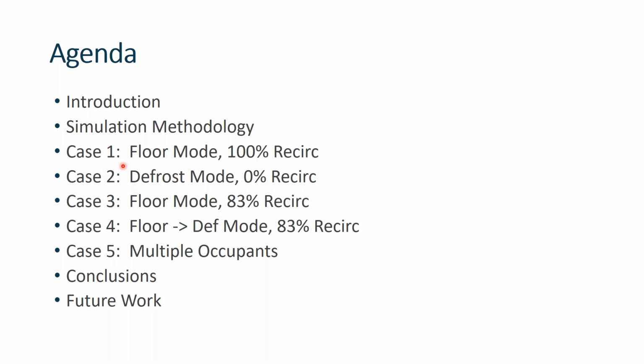So our first two are our extreme cases. The first one is representative of our maximum warm-up case. It's a floor mode with 100% recirculation intake. Case 2 is the opposite side of the spectrum. This is more like a maximum defog scenario in terms of HVAC response. So this is defrost mode for the HVAC mode with 100% fresh air intake.